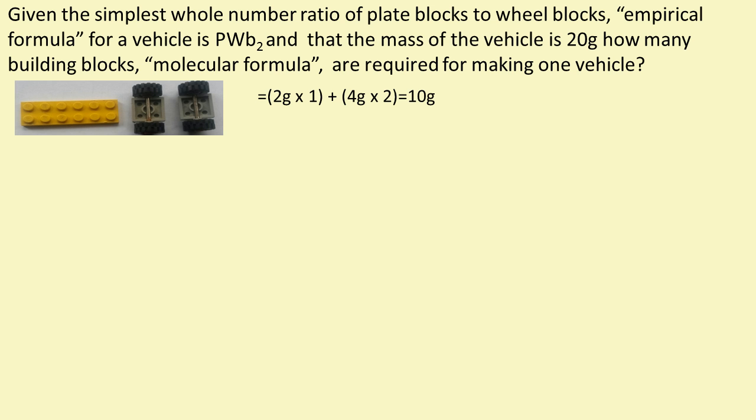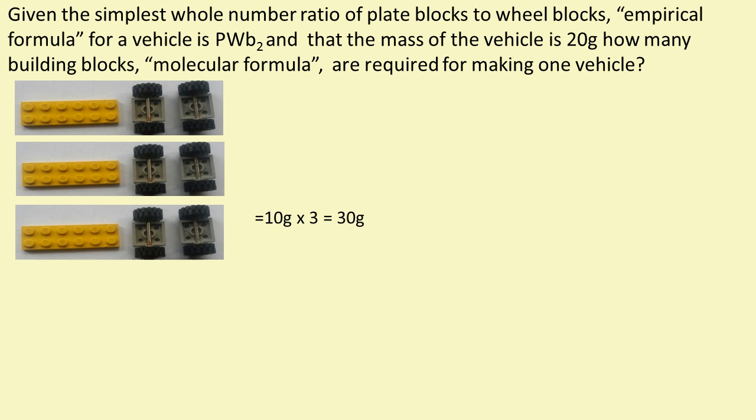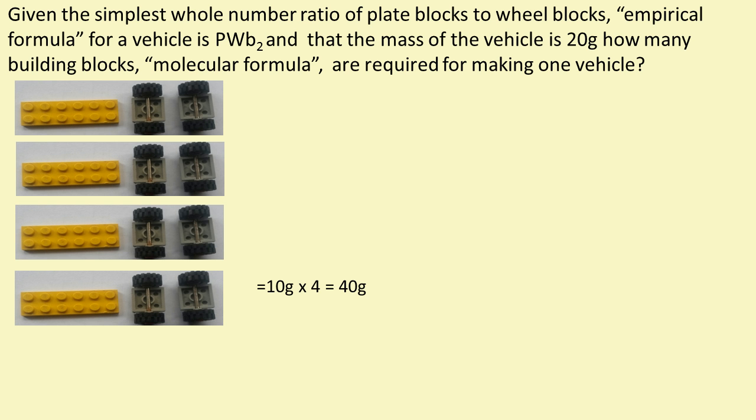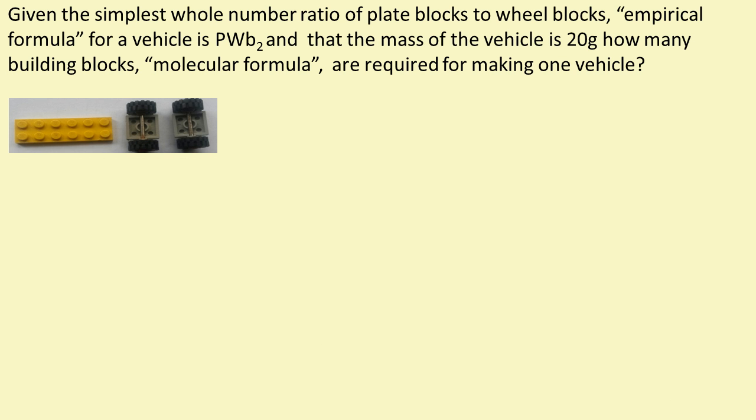So we could work out the mass of a set consisting of 1 plate block and 2 wheel blocks. So 2 grams times 1 plus 4 grams times 2 giving us a total mass of 10 grams. We could then work out the mass of 2 sets, so 2 plate blocks and 4 wheel blocks. So 10 grams times 2 giving you 20 grams. 3 sets, 30 grams, 4 sets, 40 grams, 5 sets, 50 grams. Going through this more slowly.